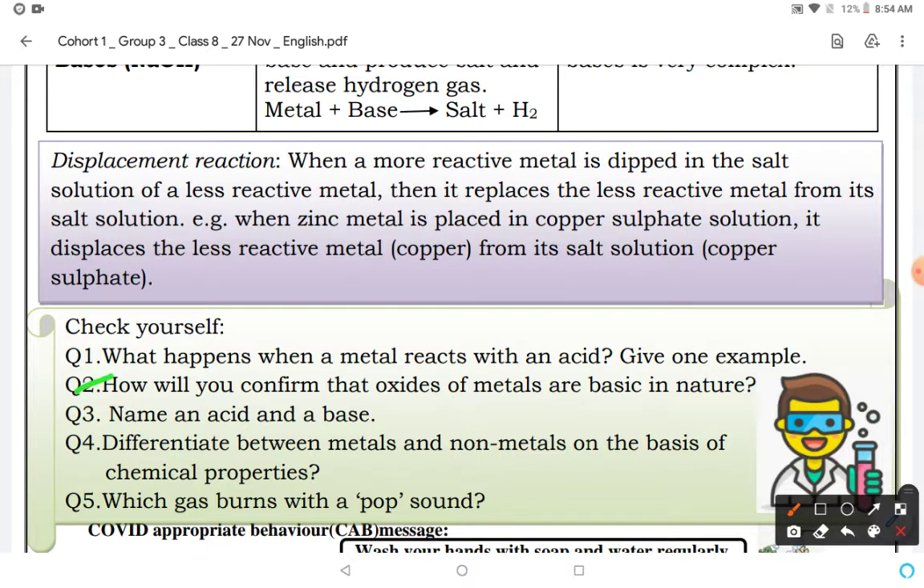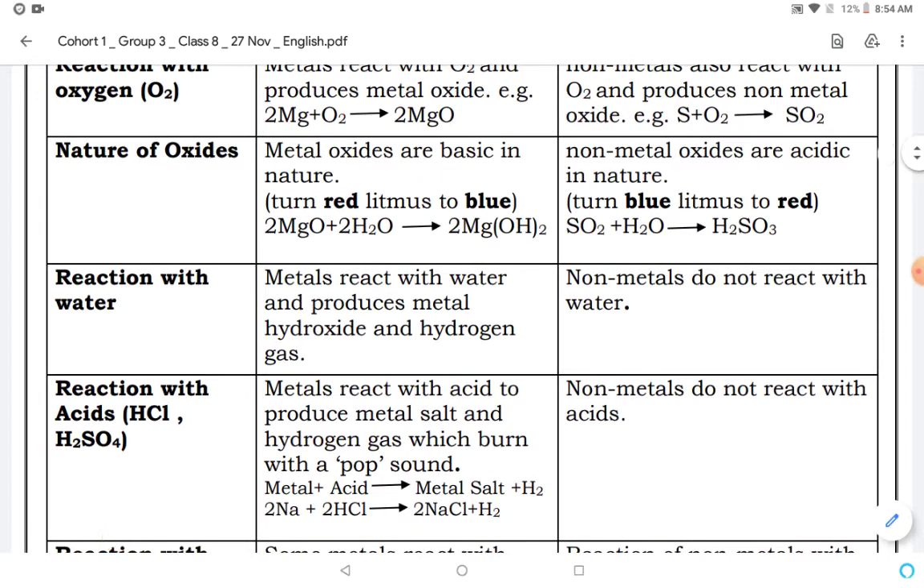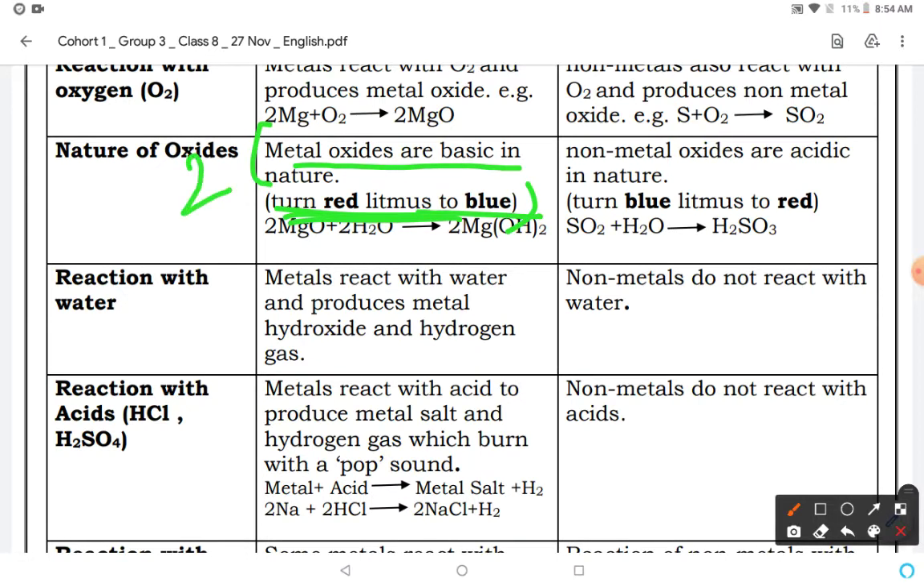Now second question. How will you confirm that oxides of metal are basic in nature? The answer of this question is here. Oxides of metal are basic in nature. If we put red litmus in the metal oxide solution, it will turn red litmus to blue. The answer of the second question is here. Metal oxides are basic in nature. It turns red litmus to blue.